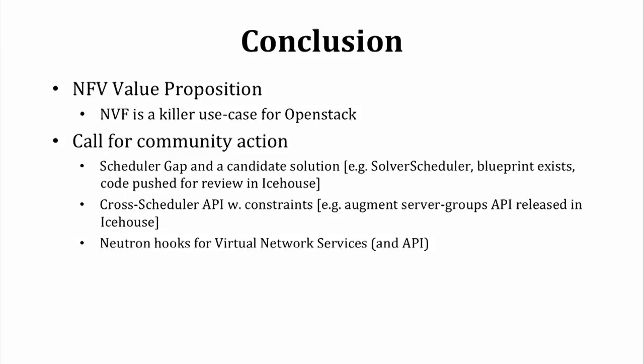And as a matter of fact, like Debo mentioned, we have already pushed code for server group API, which is a first step towards defining APIs which let you make this complex request with all these constraints and policies defined, so that you can come up with a group of servers that you can schedule together. And in addition, we should also look at all the Neutron hooks, which will give us the network-related constraints for making an optimal decision. I would like to conclude here and open up for questions.